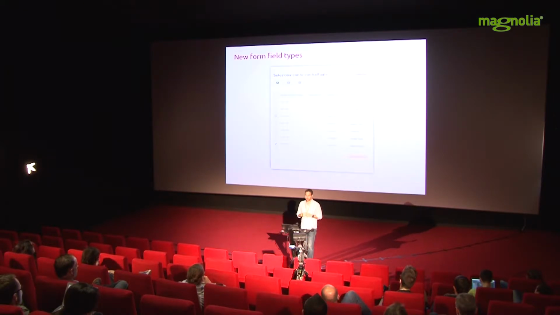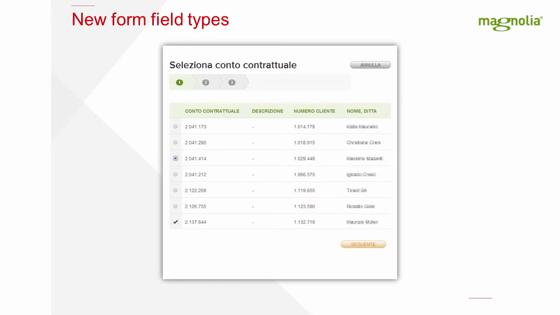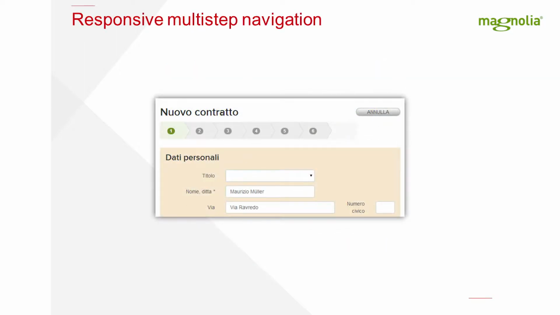We introduced new form field types. This is an example: a multi-choice selection, but the data is in a typical table way, and the data is coming from SAP. As I said, everything is responsive, and there are some enhancements like client-side validation of each step, of each field.